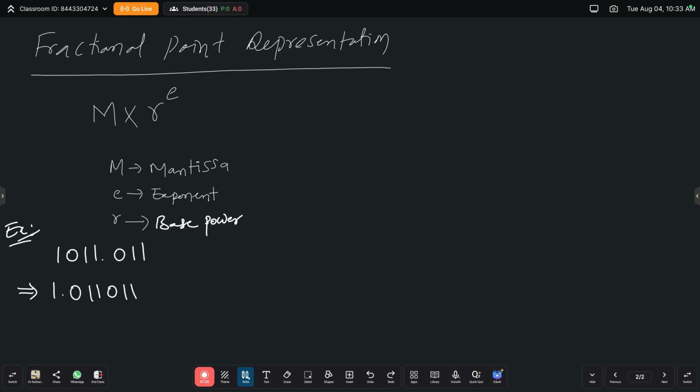how many digits are moved from the left side? So this is a mantissa into 2 power. How many digits? 3, right? The decimal point moves from right side to left side, so the power may be positive. Are you clear? You know how to write it already. Then left to right means it should be a negative power.